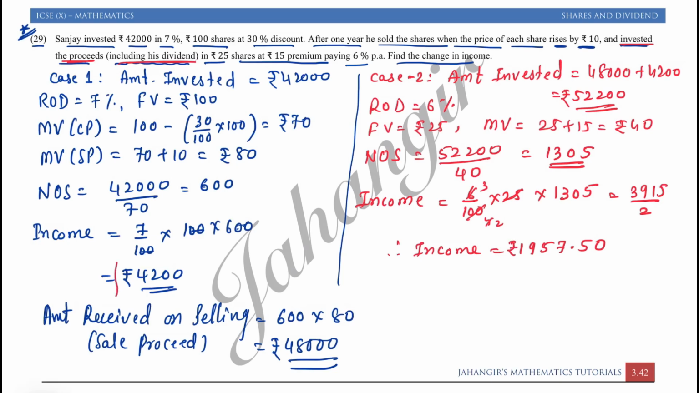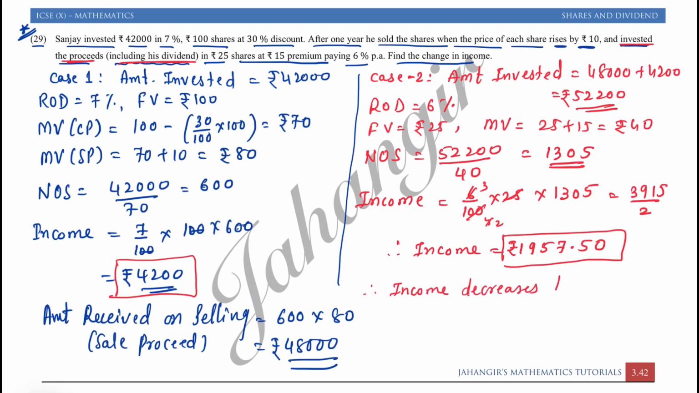So now in this sum, our income decreases. See, income in the first case was 4,200 and income in the second case is 1,957.50. So we can say income decreases by rupees 4,200 minus 1957.50. Subtracting, you will get rupees 2242.50. This is my final answer. So the change in income, that is, income decreases by rupees 2242.50.